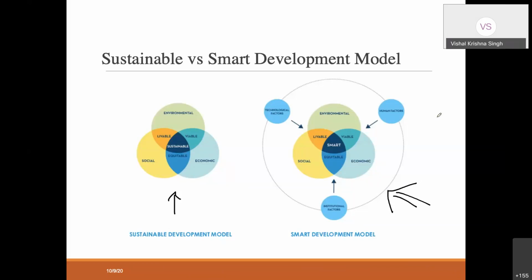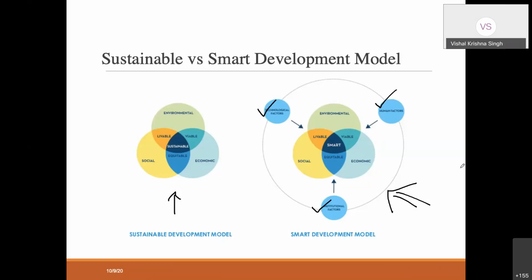But a significant difference you can see between the two models, and the first difference you can see is the technological factors which is introduced at this point, the human factors which is introduced at this point, and the institutional factors. Now, what are these factors? The technological factors, the human factors, and the institutional factors. Apart from the already existing components of the sustainable development model.